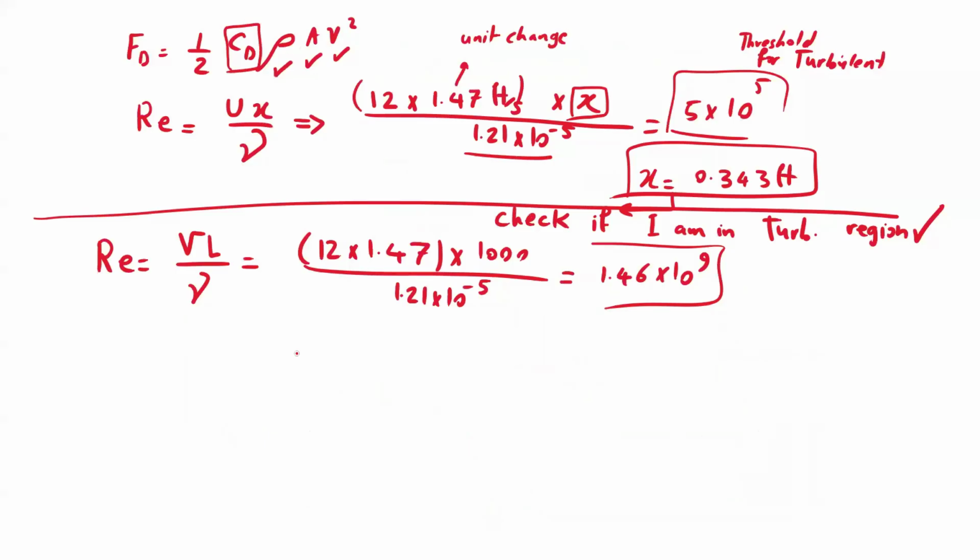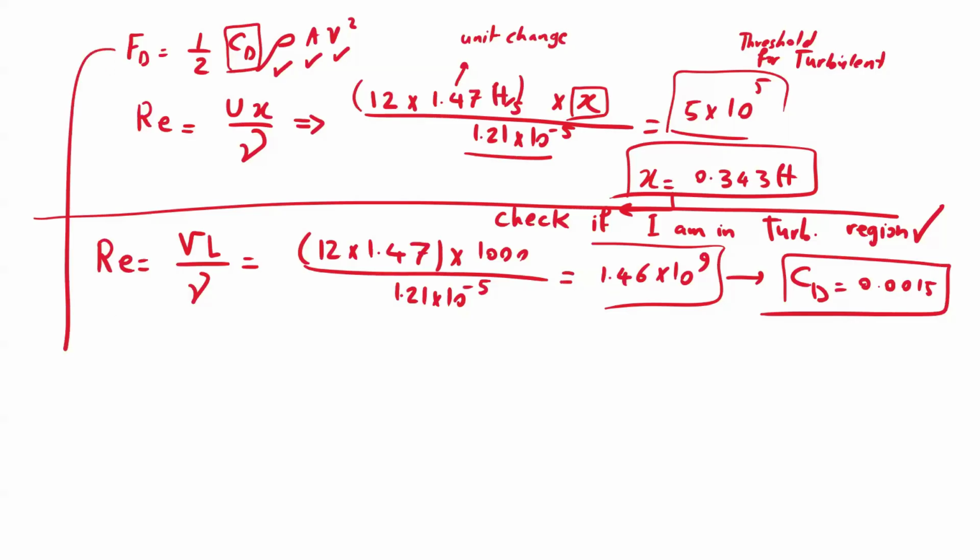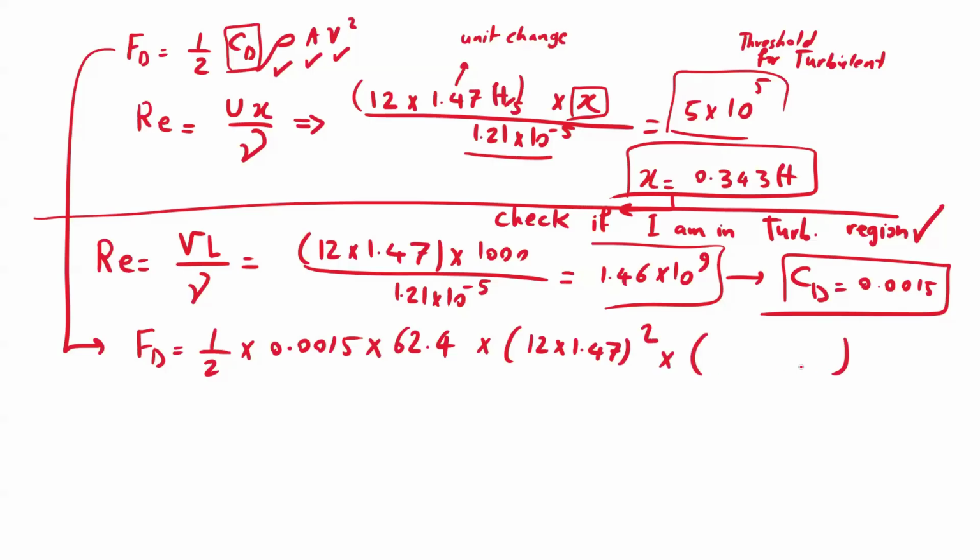So back to my solution. I will consider CD as this one. Maybe you have more, but I checked this one last night and I noticed that my answer is very close to the one that the solution has. Back to the formula, FD equals, I had rho was 62.4, multiplied by velocity square, 12 multiplied by this number, divided by area.